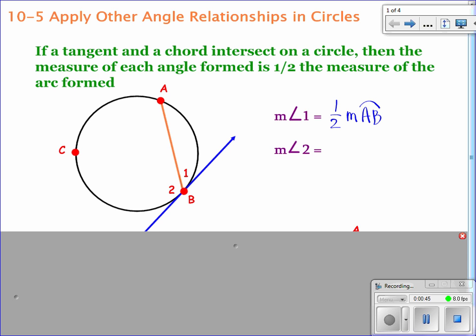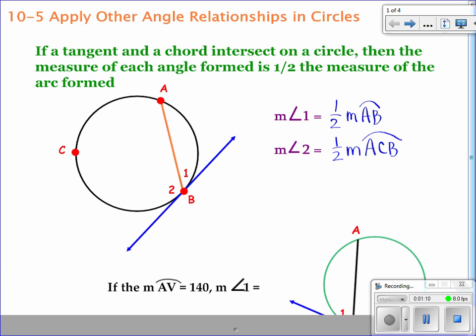Okay, so whatever number is on arc AB, angle 1 is going to be half of that. The measure of angle 2 is going to be half of whatever that arc is that it's open to, which is ACB. And that relationship holds true. This is also the same as when you have an inscribed angle. So let's think about the similarities with that.